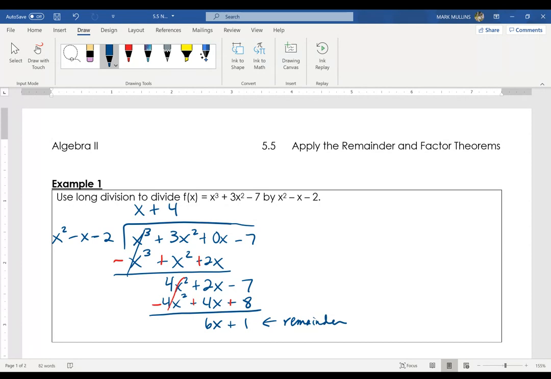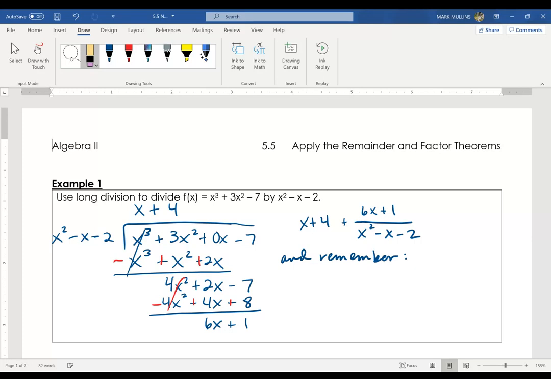So my answer is the x plus 4, and then my remainder is the 6x plus 1, and I can make a fraction out of that with my x squared minus x minus 2. So that's going to be my answer. And then I also always like to write down and remember, and I'm just going to kind of show this as a multiplication problem. I think I'm going to write remainder off on the other side so I have space. I do think it's good, though, to label it as remainder. And this one up here is our quotient.